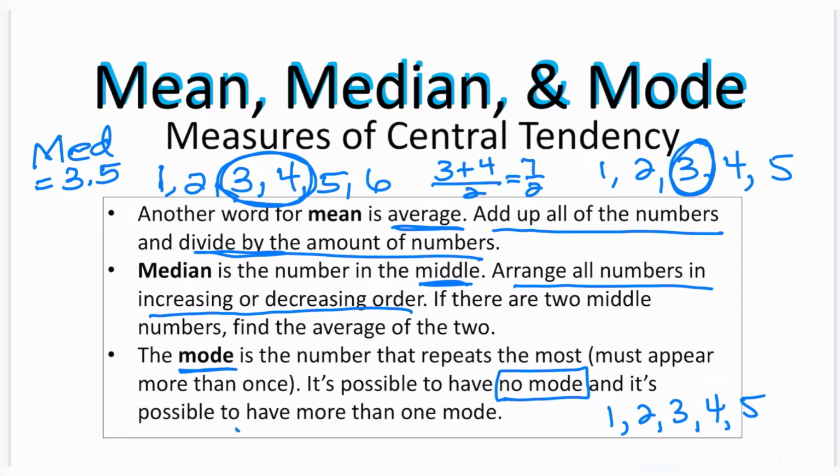And it's also possible to have more than one mode. So if I throw in another 1, then obviously the 1 right now appears more than the other numbers. It is repeated and it appears more than once. If I were to have, let's say, a data where I have 2 1s, 1 2, 1 3, 1 4, and then 2 5s, then in this case I have 2 modes, 1 and 5.